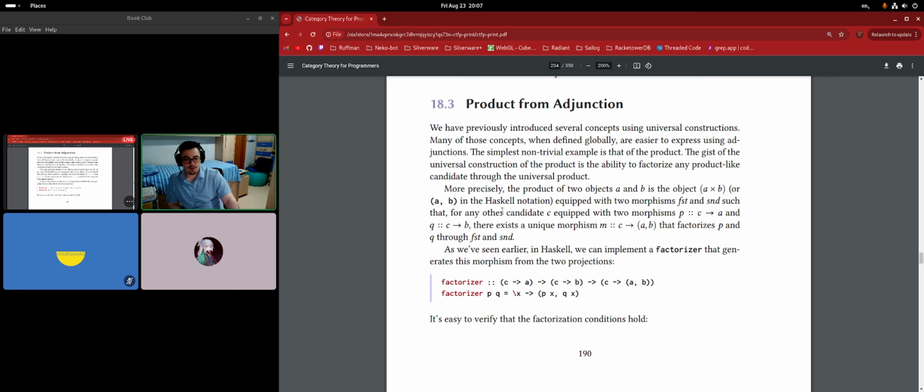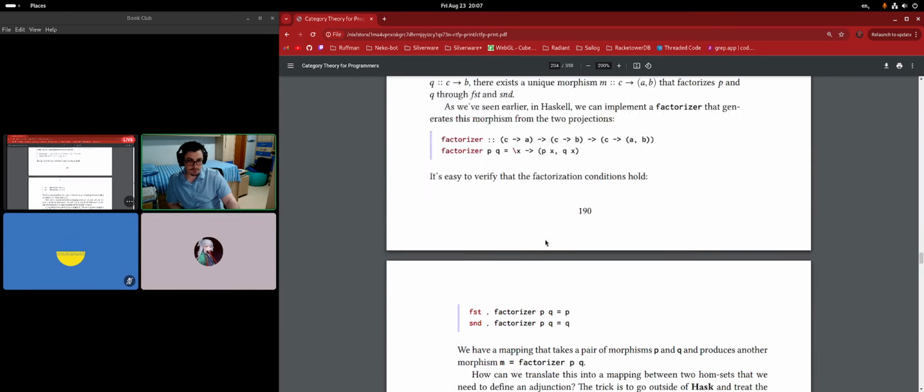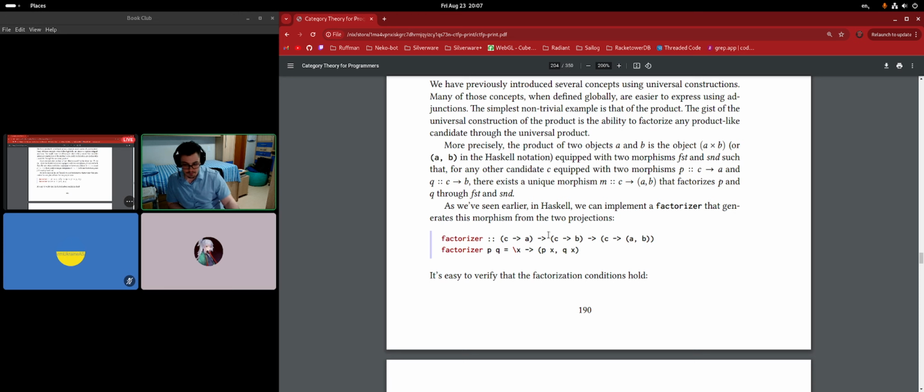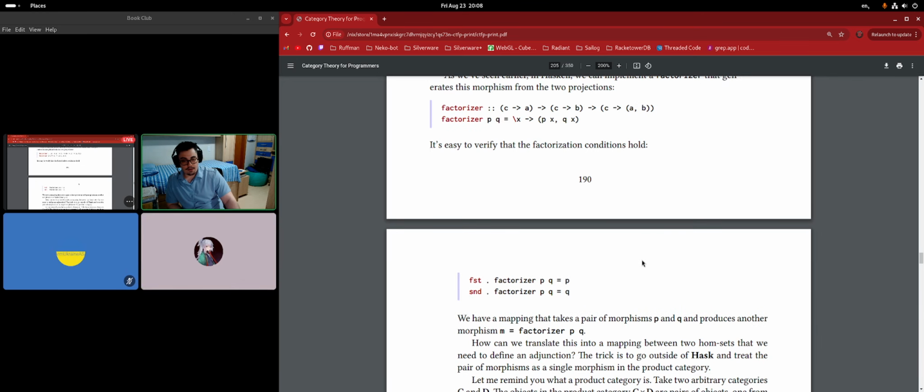The product of the two objects A and B is the object this, equipped with two morphisms first and second, such that for any other candidate C equipped with these morphisms, there exists a unique one that factorizes P and Q. The drawing is not here, unfortunately, but we've gone through this already. As we've seen earlier, in Haskell, you can implement the factorizer that generates this morphism from the two projections. So this is P, this is Q, and this is going to be M.